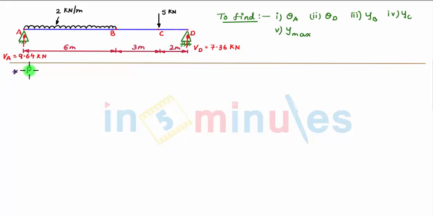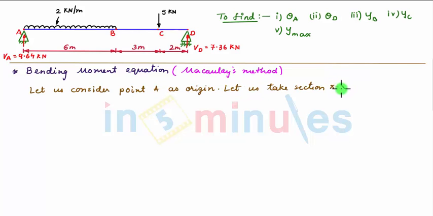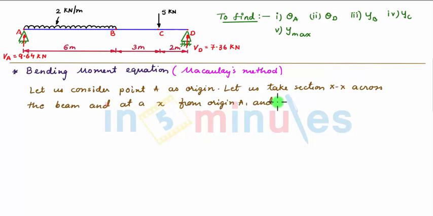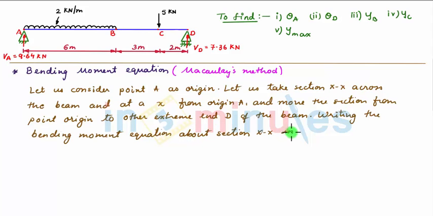The next step is to write the bending moment equation by using Macaulay's method. Let us consider point A as origin. Let us take section XX across the beam at a distance x from origin A, and move this section from point A, which is origin, to the other extreme end D of the beam. Now we write the bending moment equation about section XX in a single equation applicable to all parts of the beam.